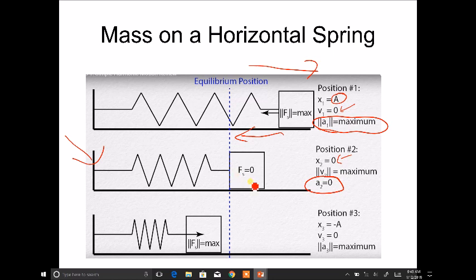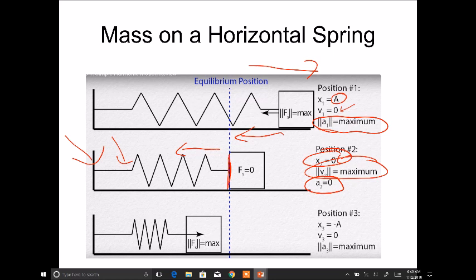Once it goes back to the equilibrium position in our second picture, at that point, there's no net force acting on it. Its displacement is 0. Its speed at that point now is going to be at its maximum speed because it's accelerated all the way to this point. But it's not going to stop at this point. It's going to have inertia. It's going to continue to move past the equilibrium position and toward the left.